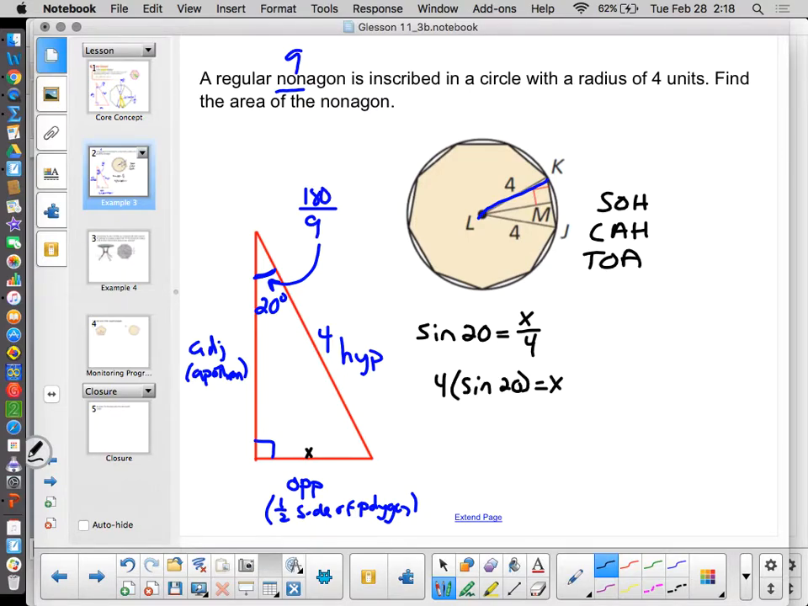equals x. Now, obviously, we do need a scientific calculator for that. So we get out our scientific calculator and go 4 sine of 20, and it's about 1.37. When it's that small of a number, we'll take it to a couple decimal places. If it was a large number over 10, we'd probably take it to only 1 decimal place. But we'll go 1.37 here.